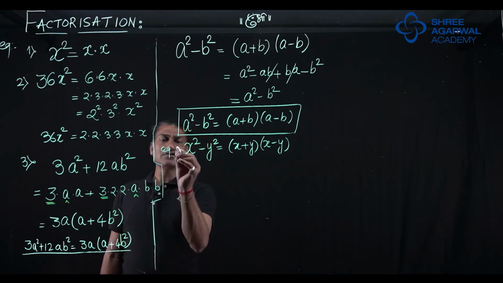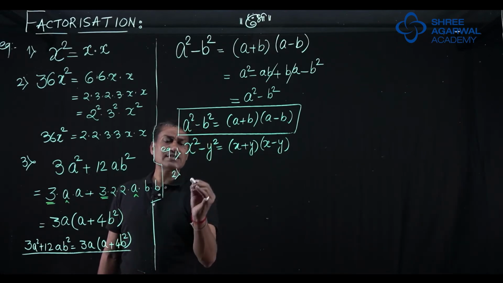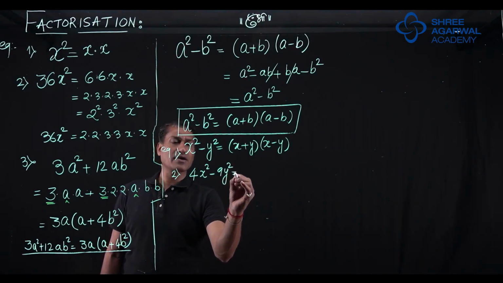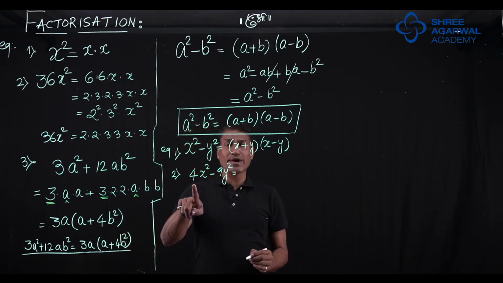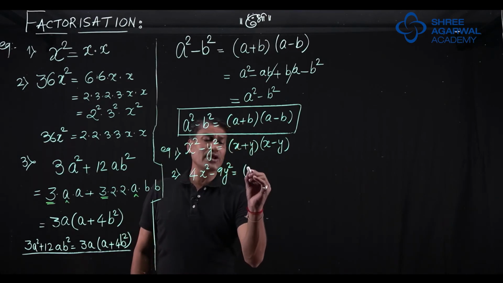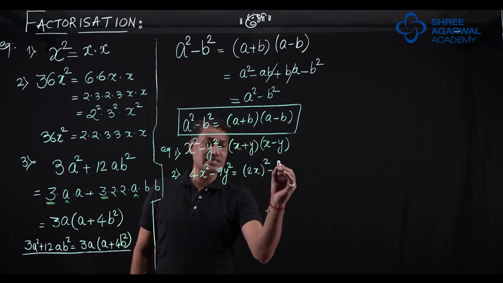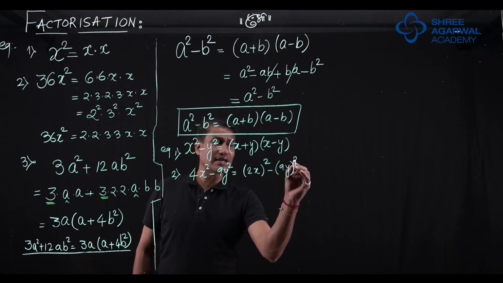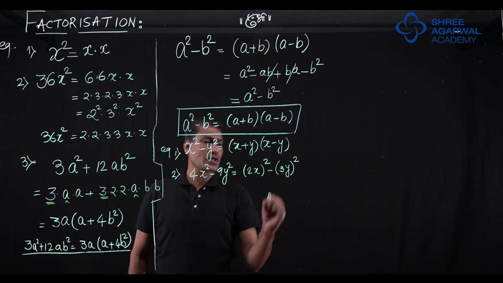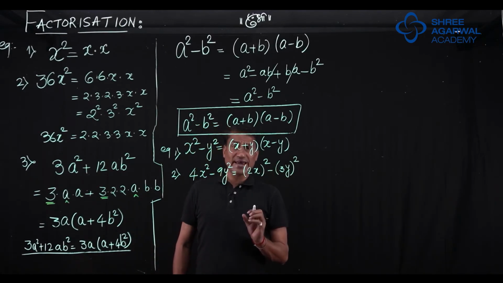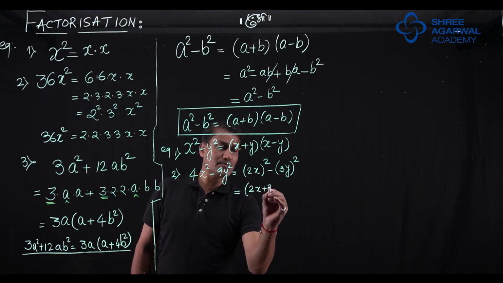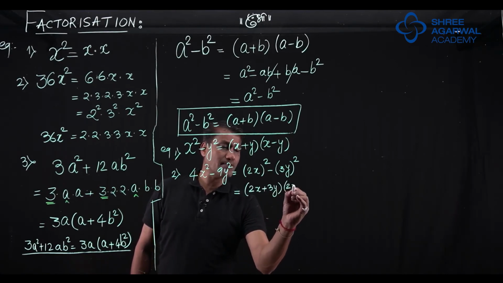Now we will take some more examples. Suppose they say 4x square minus 9y square. Now you know 4 is someone's square, 9 is someone's square, they are perfect squares. So this 4x square I would write like this, 9y square I would write like this. I am sorry, this has to be 3y. So now this is in the format of a square minus b square. The factors would surely be a plus b and a minus b.